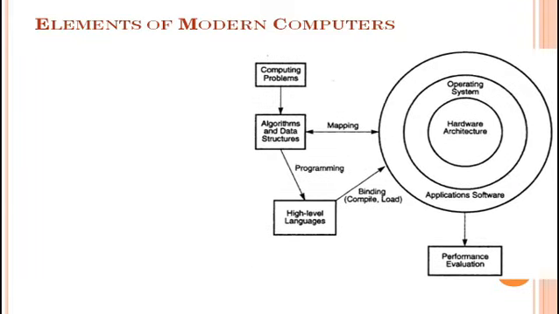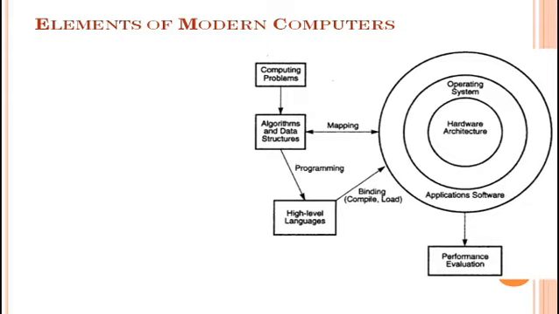So coming to the elements of modern computers, the hardware, software, and programming elements of a modern computer system are introduced in parallel processing. As we can see in the diagram, this diagram shows the elements of a modern computer system consisting of computing problems, algorithms and data structures, then high level languages, then the hardware architecture, then the performance evaluation.